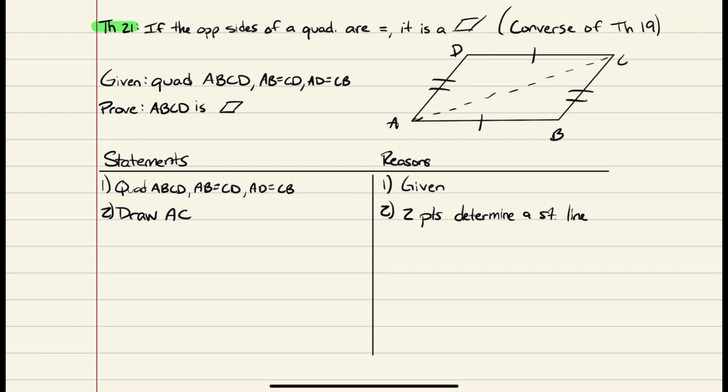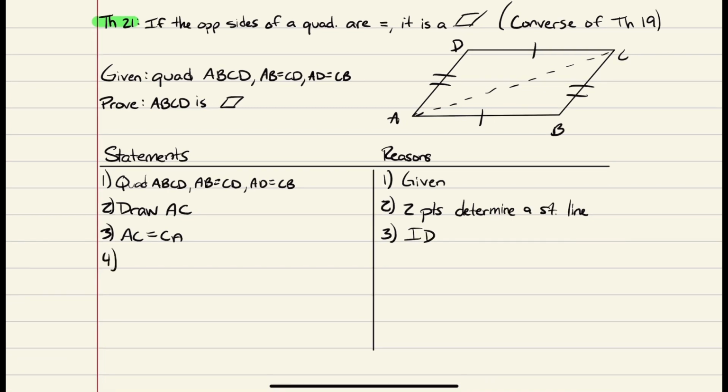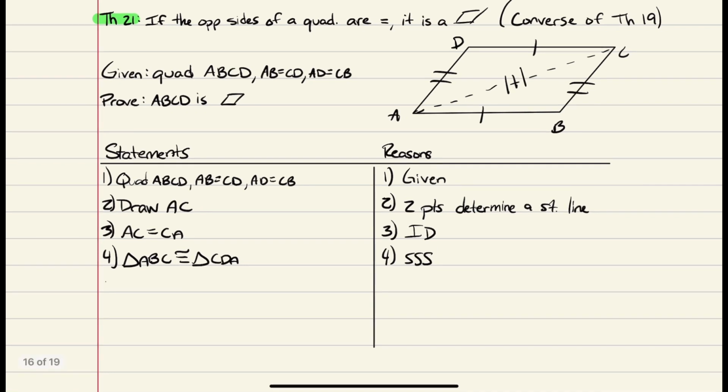Okay. Now we can say something about AC. Pretty simple here. AC equals CA because of identity. Number 4, we can now say triangle ABC is congruent to triangle CDA by side, side, side.